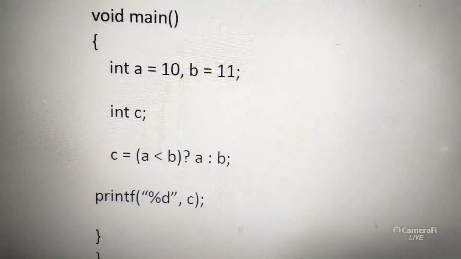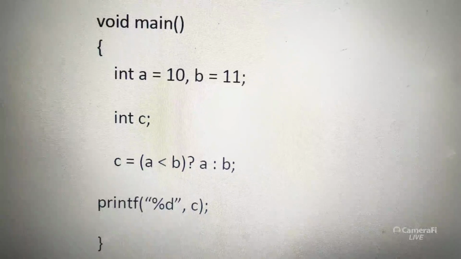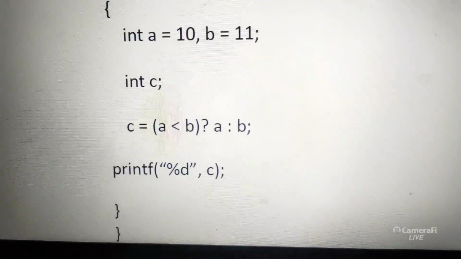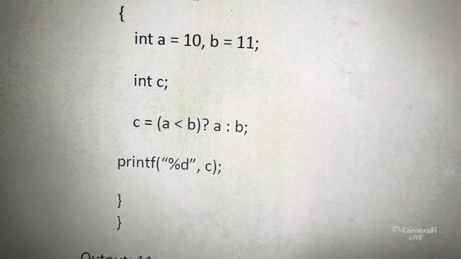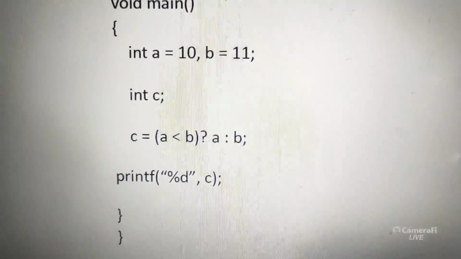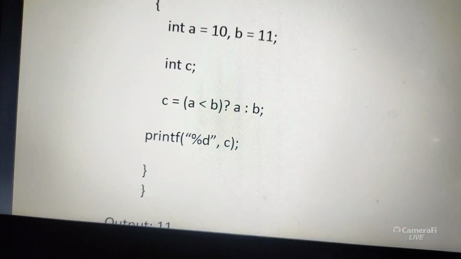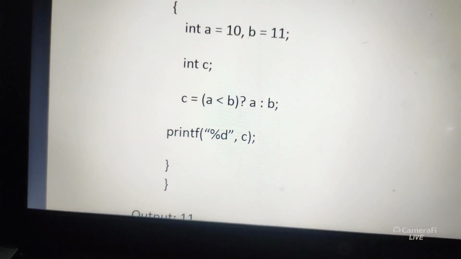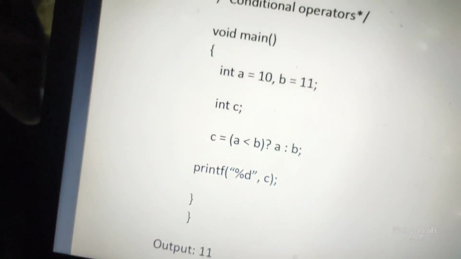See, A is 10, B is 11. 10 is less than B, true. So C will have the value 10. So what is the answer for that? Output is 11. A is greater than B, A is less than B, 10 is less than B. C gets A's value. So we should get answer 10, not 11. So it is a mistake.